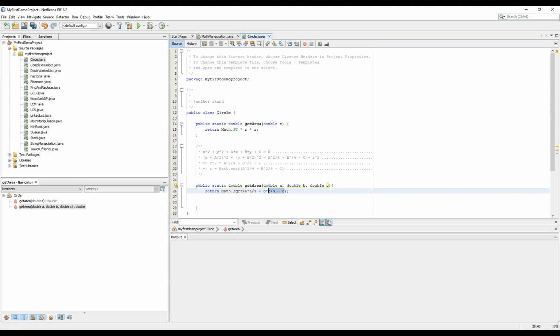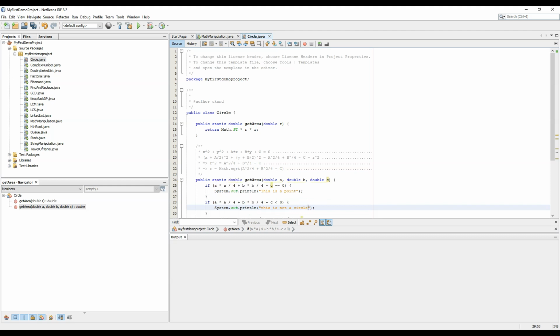We just need to check whether this value is 0 or less than 0 or not. So if this value is equal to 0, we need to print out this is a point. If this is smaller than 0, we need to print this is not a circle, and in the case it's not a circle, we will return 0.